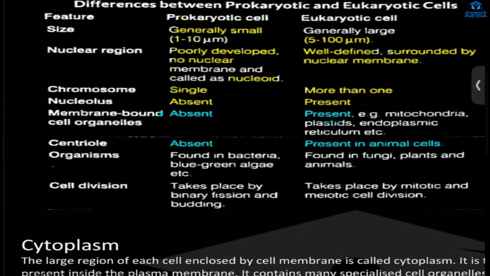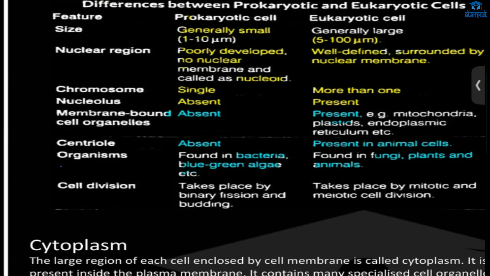Then the organisms: prokaryotes are found in bacteria and blue-green algae. In eukaryotes, where is it found? Animals, fungi, plants, all those. How is cell division carried out? In prokaryotes by binary fission or budding, and in eukaryotic cells by mitotic division or meiotic division. Okay, now we have learned about this.